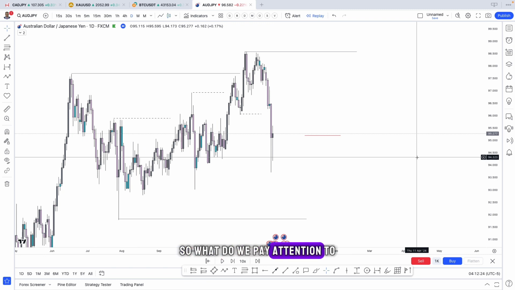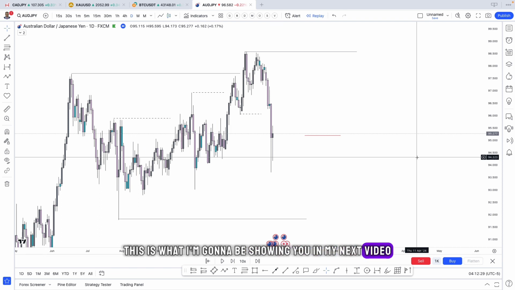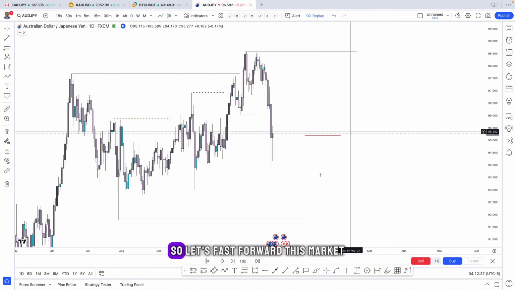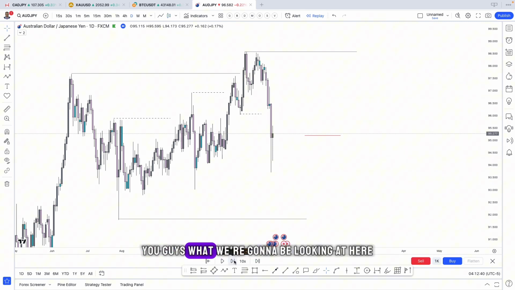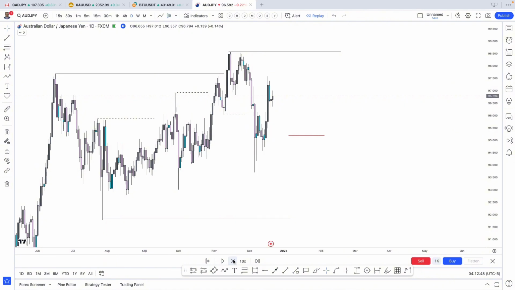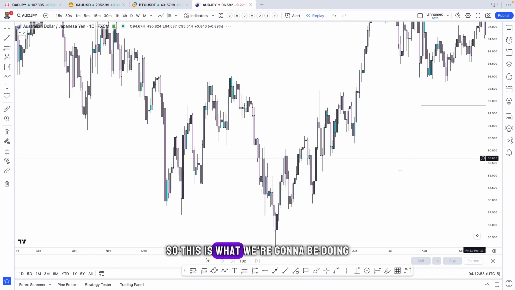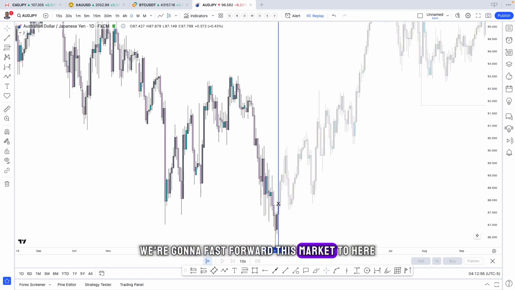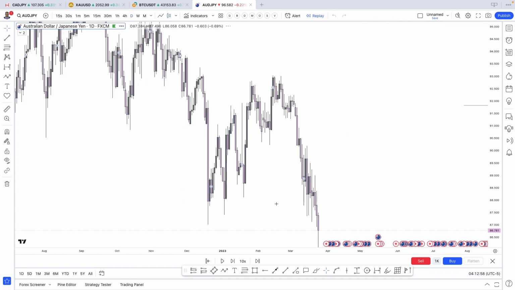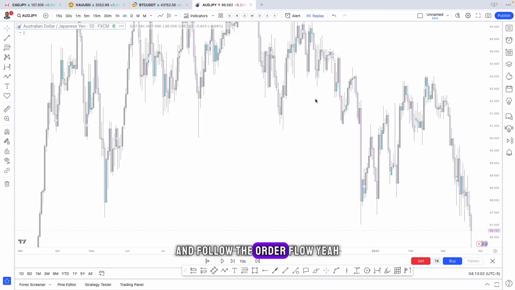So what do we pay attention to? This is what I'm going to be showing you in my next video, how to properly pay attention to these zones and take your trade perfectly well, right? So let's fast forward this market. I'm not going to tell you guys what we're going to be looking at here. In our next video is what I'm going to be showing you properly. So fast forward, and we came back. Oh, unfortunately, this is where the market stopped us. So this is what we're going to be doing. We're going to fast forward this market to here, then go back to 4 hours and follow the order flow.